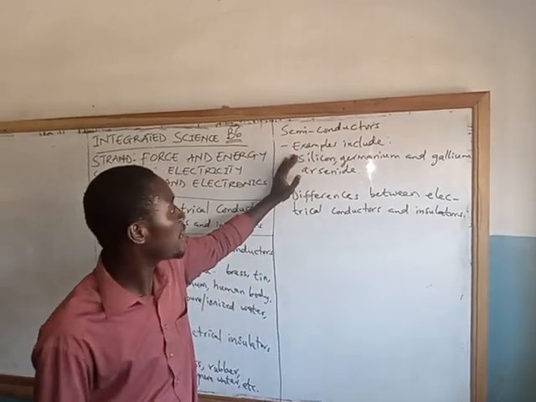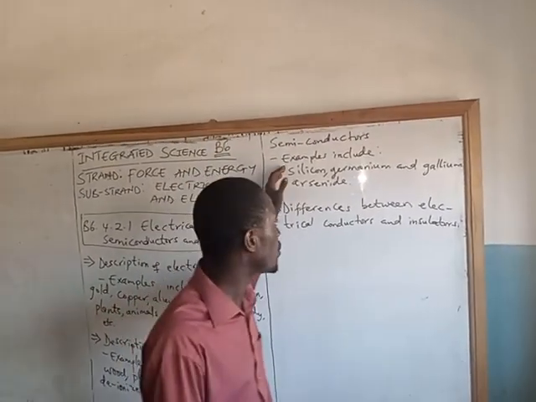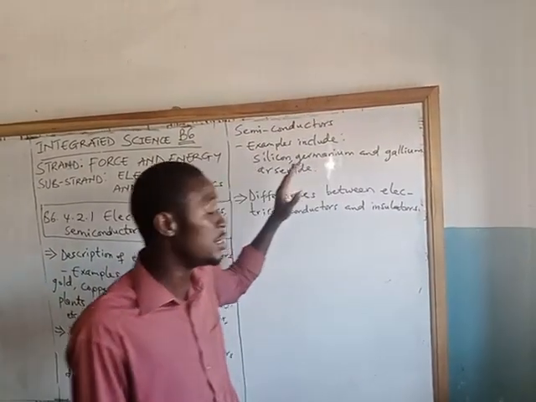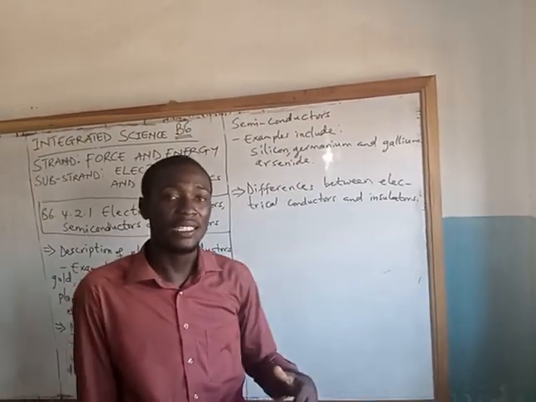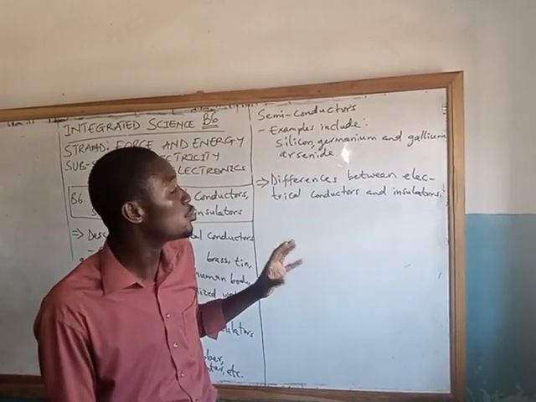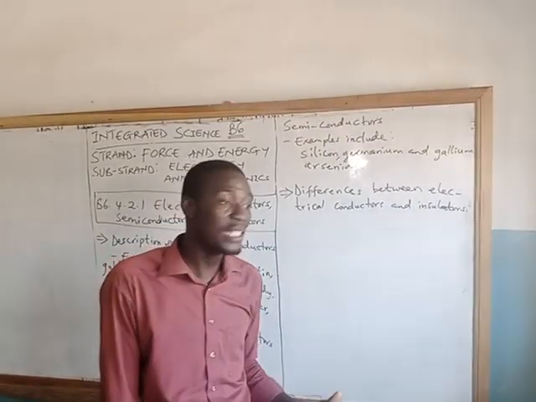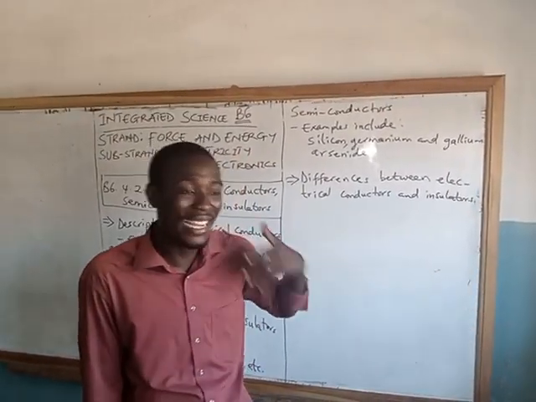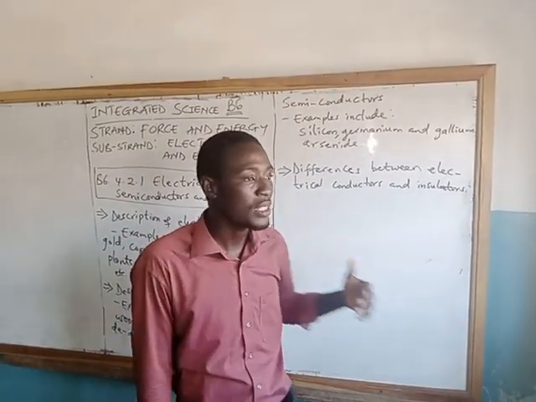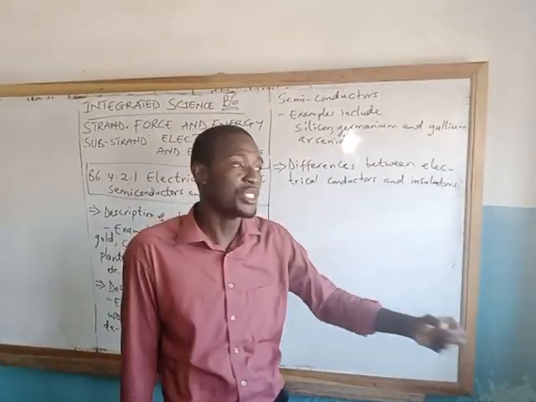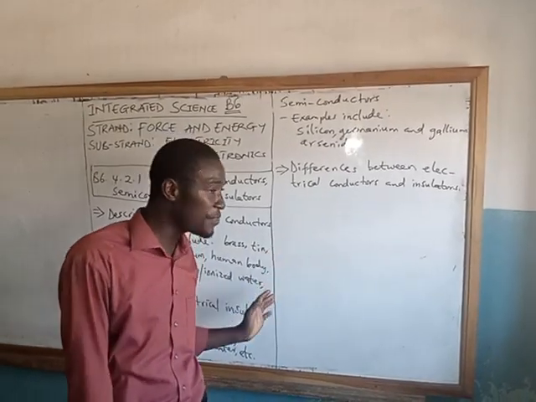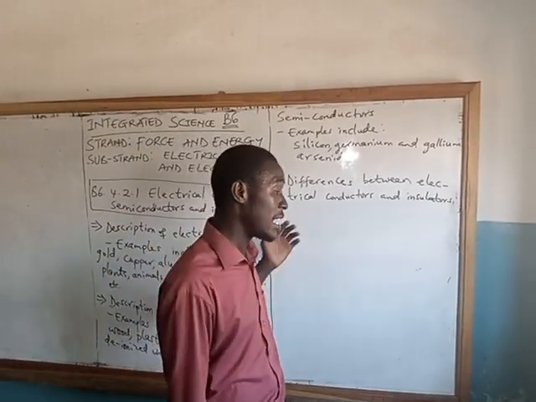Now, we have examples of these semiconductors. We have silicon, we have germanium, we have gallium arsenide. These are special materials that are able to conduct electricity to some extent. And they can conduct readily if we connect them to an extra electric source. Or if we increase the temperature, they can easily conduct as if they were conductors.